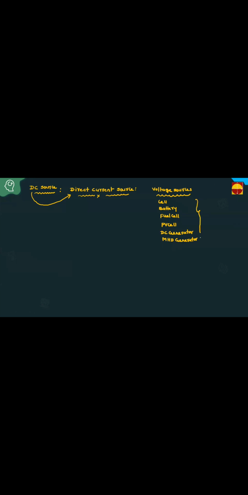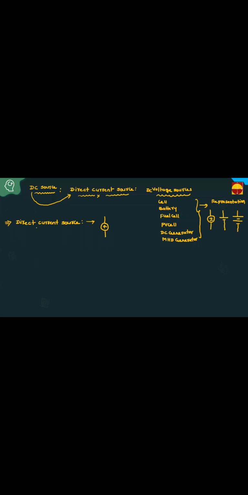And you know that the representation of DC voltage sources is already given. Clearly, I'm writing here the representation. This is one way to represent. And we can also use this representation. Or we can also use this representation. This is a direct current source. The direct current source representation is like this.